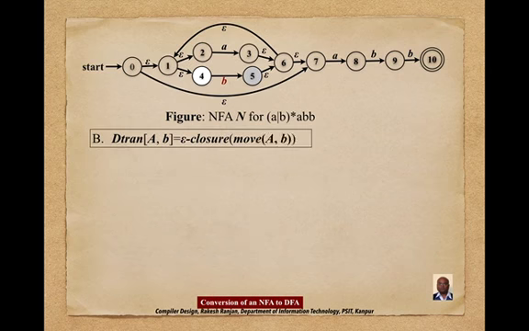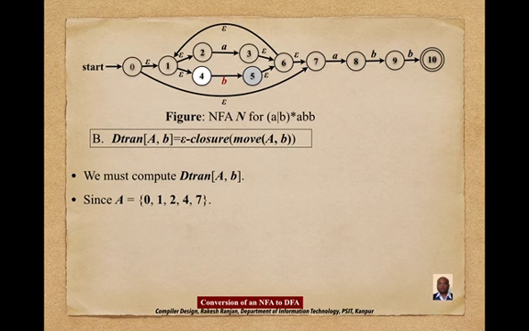Now in the next slide, you will see if the input is small b. We are in state capital A, and if the input is small b, where do we need to go? So we need to compute Dtran(A, b). If we are at state A and the input is small alphabet b, where do we need to go? The set of states is 0, 1, 2, 4, and 7.